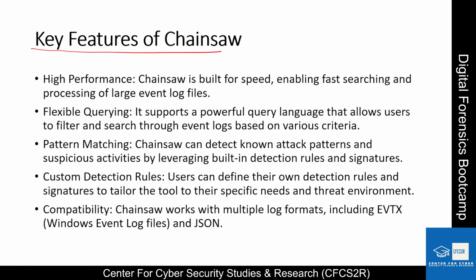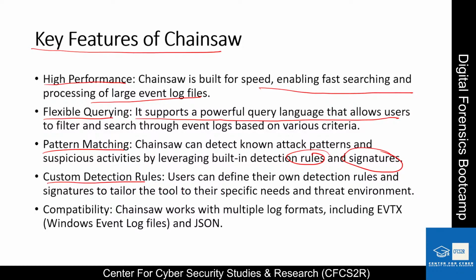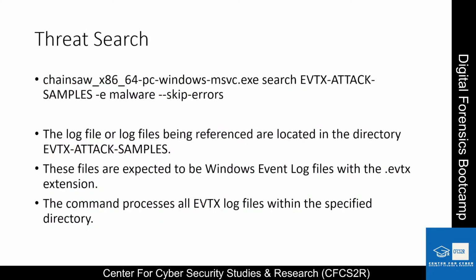So the key features of Chainsaw are high performance. Chainsaw is built for speed, enabling fast searching and processing of large event log files. Flexible querying: it supports a powerful query language that allows users to search. Pattern matching: it has built-in detection rules and signatures for attackers and some APT groups. Custom detection rules are there, so users can define their own detection rules and signatures to tailor the tool. Compatibility: Chainsaw works with multiple log formats including EVTX and JSON. So this is a basic introduction to Chainsaw.